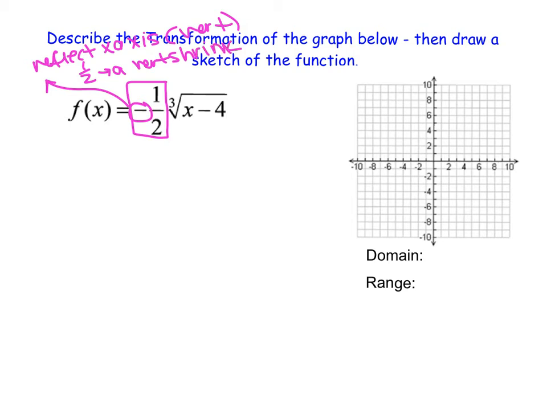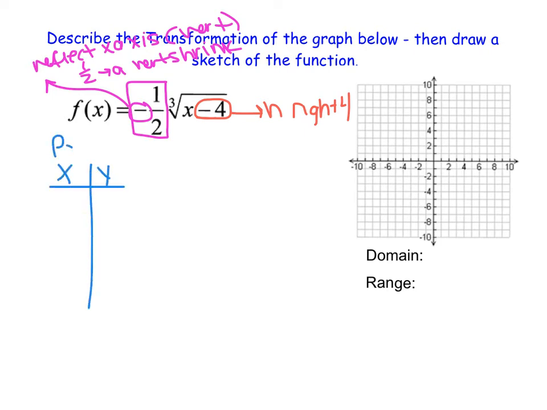Then from here, I also have a value on the inside that is being added. So this is my h value here, and this is going to move the graph horizontally because it's inside of the root, and because it's negative, it's going to move it in the positive direction, which in this case is going to be right 4 units. So those are the transformations that I expect to see. So to start here, I'm going to go straight to my parent graph.